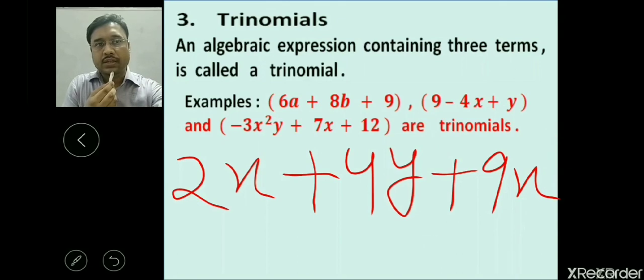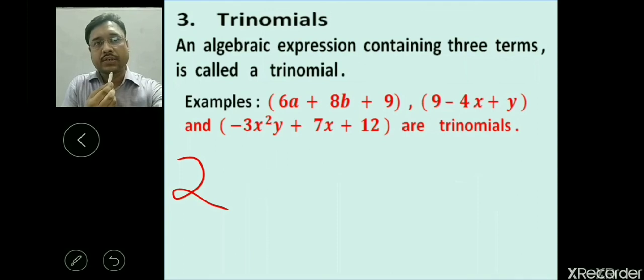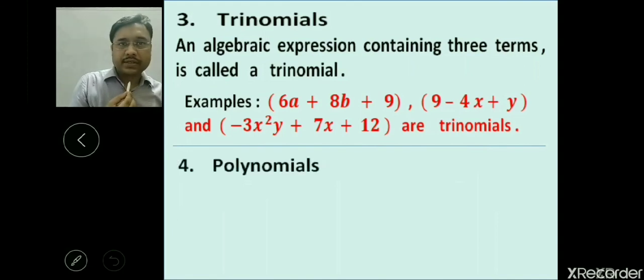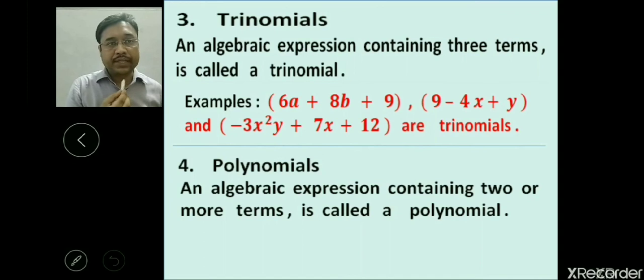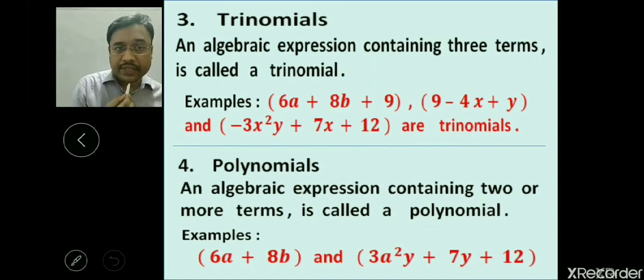Understood this? Now next we have to see the general term, that is polynomial, the general term of algebraic expression. So an algebraic expression which contains minimum two terms, okay, that we can say is a polynomial. So an algebraic expression containing two or more terms. Two or more terms means minimum two terms and maximum there is no limitation. So which contains two or more terms, that is called a polynomial, such as 6a plus 8b. It is a binomial and it is a polynomial also, okay.